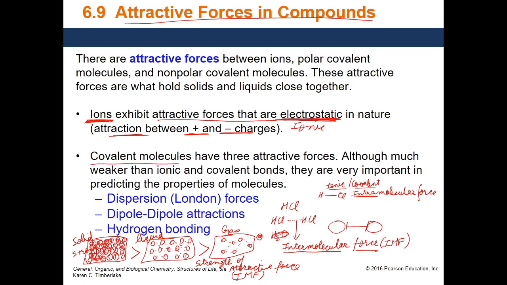In case of covalent molecules, along with the covalent bond that they form, which is again within the molecule, between the molecules there are three other forces of attraction present. Although these forces of attraction are much weaker in comparison to ionic and covalent bonds, they are very important in predicting the properties of a molecule. These three forces of attraction are called dispersion force, also called London force, dispersion or London. The second is dipole-dipole force of attraction, and the third one is hydrogen bonding. So these are three different types of attractive forces that are usually present in covalent molecules. And even though they are very weak, they can still be very significant in predicting the property of a molecule.